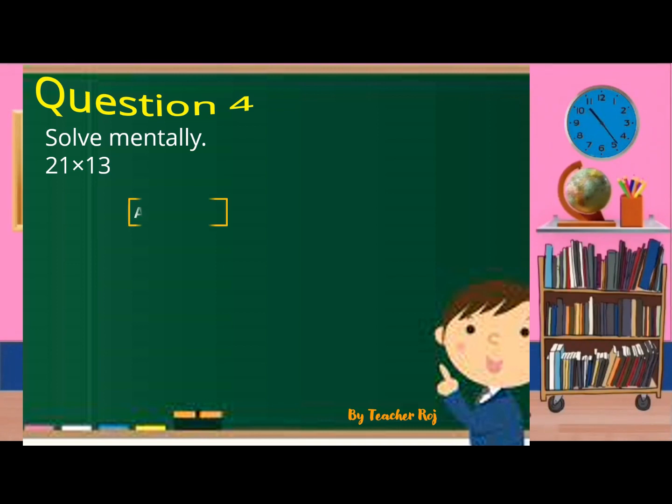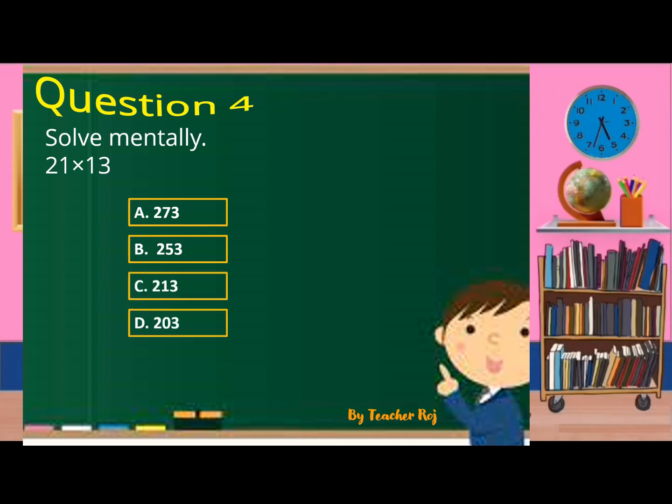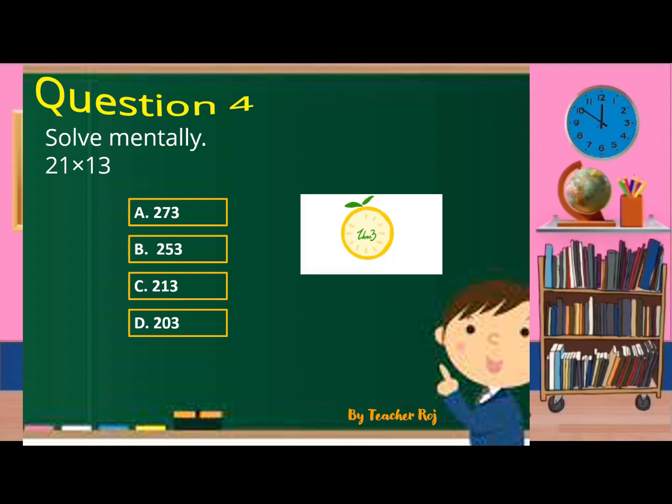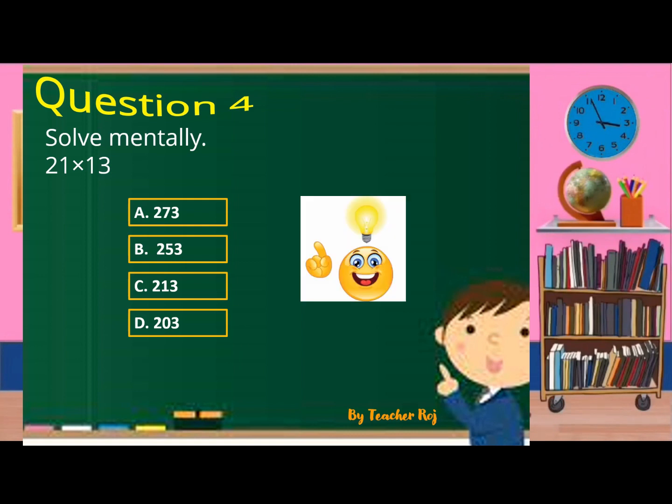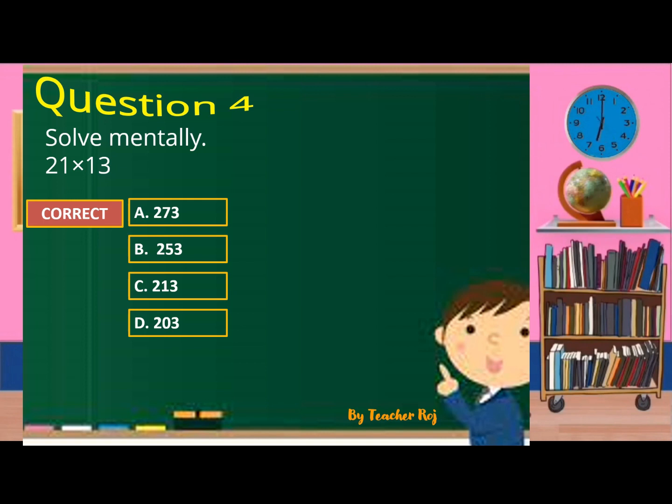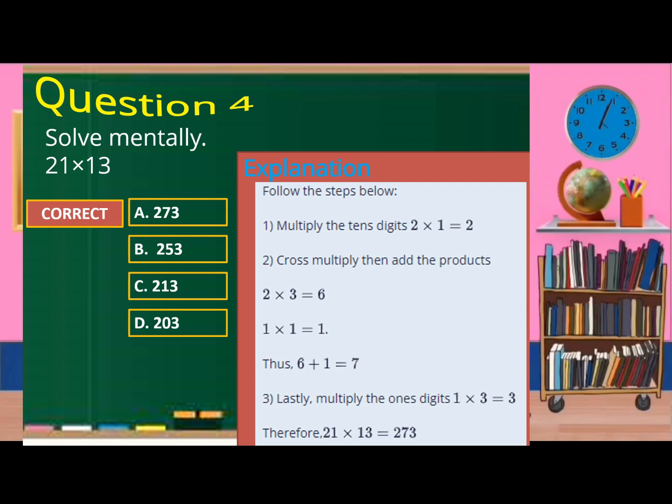Next. Solve mentally. 21 times 13. A. 273. B. 253. C. 213. D. 203. Now, and the right answer is A. 273. Why? So, you should follow the steps below. First, multiply the tens digit. 2 times 1. That's 2. Cross multiply. Then add the products. So, you have 2 times 3, 6. 1 times 1 is 1. Thus, 6 plus 1 equals 7. Lastly, multiply the ones digit. 1 times 3 equals 3. Therefore, 21 times 13 equals 273. Last and final question.